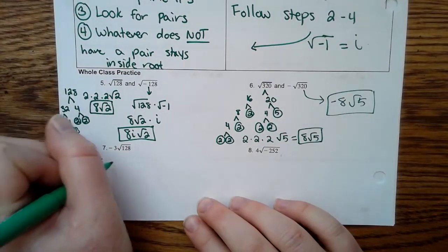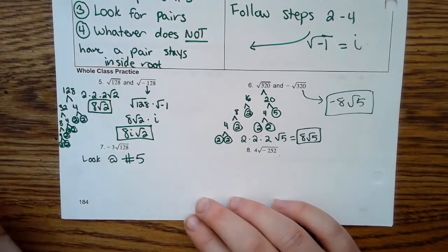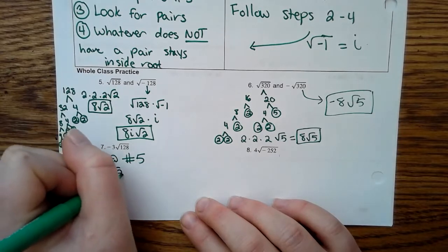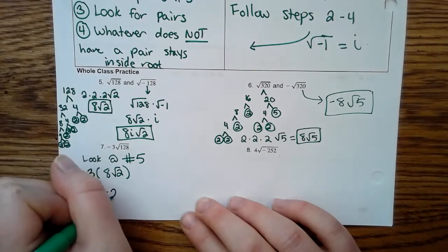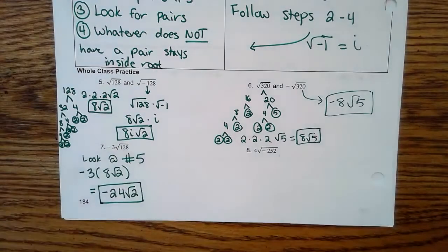Look at number 5. So the square root of 128, so I know this is going to be negative 3 times 8 root 2, which ends up being negative 24 root 2. We want to work smart, guys. We did that work already. We don't got to do it again.